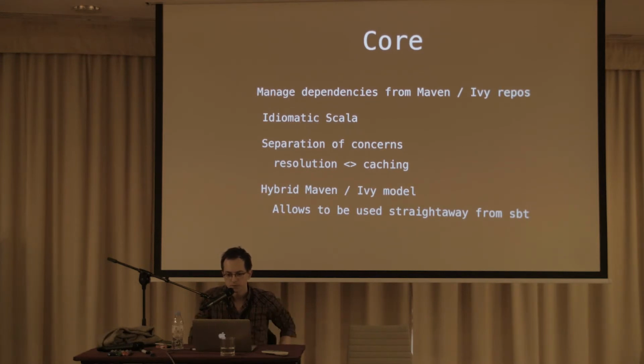And one of the features of Coursier is that it tries to follow a hybrid model between what Maven and Ivy do. And that allows using it in a straightforward way from SBT. That is, there's very little to adapt to go from the way SBT sees things to the way Coursier sees them.